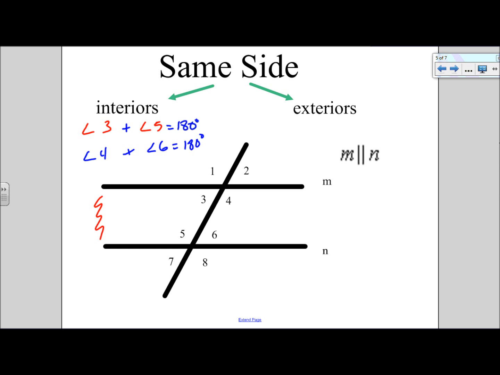And your last proof, I know there's 4 tonight, but once you get one, I think you'll get the hang of it. Exteriors, or same side exteriors. Angle 1 is a same side exterior with 7. And guess what? You're going to prove to me why those are supplementary. Okay, so 3 and 5, show me that those are supplementary, prove to me. Then 1 and 7 are also supplementary. And then the other set of same sides, angle 2 and angle 8, are also 180 degrees. Okay, hopefully these make sense.